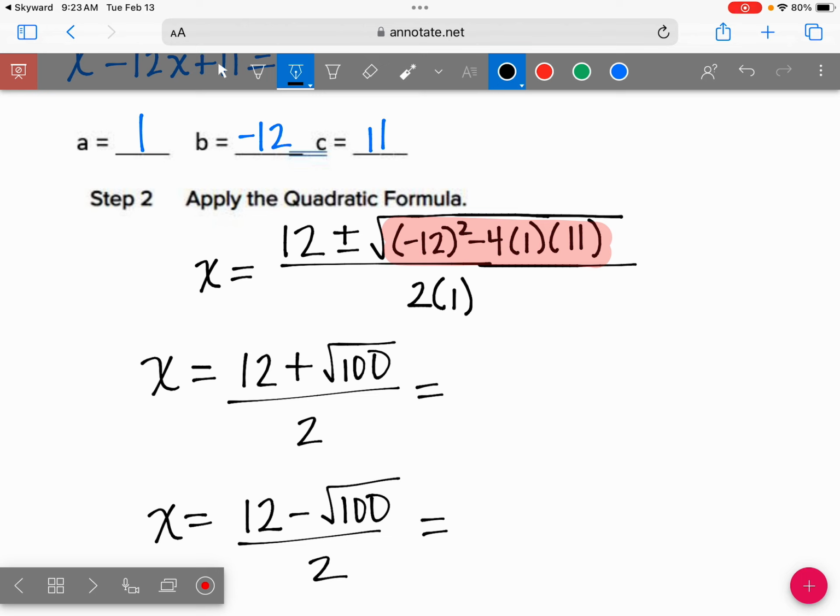And this time you don't get decimals. You get just actual numbers. Okay, so I'm just looking for 2 answers.